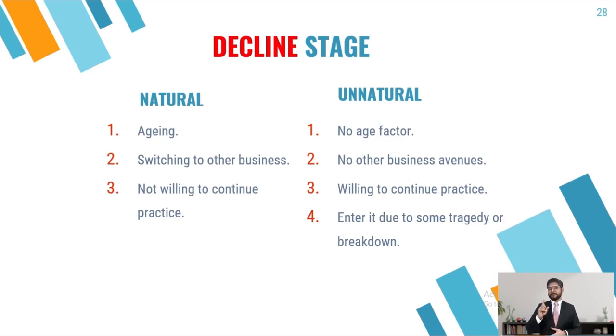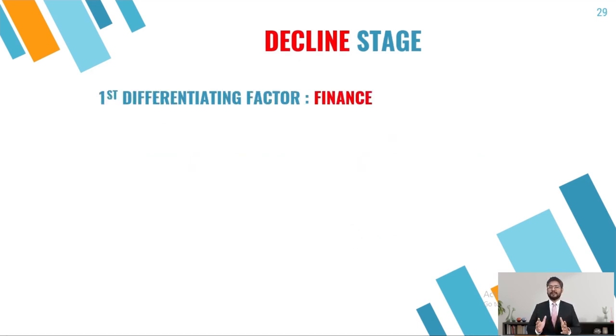So let's understand the first differentiating factor. Someone hitting this stage naturally has enough personal savings to maintain a good personal life. But please note that here we are talking about income from practice and not the personal financial status. So in the decline stage, you start losing money. What does it mean? This means that your income from practice is not enough to meet your basic financial requirements and to keep the practice up and running.